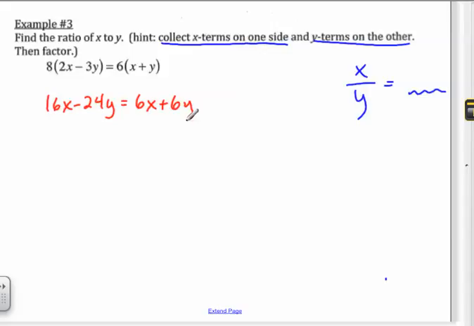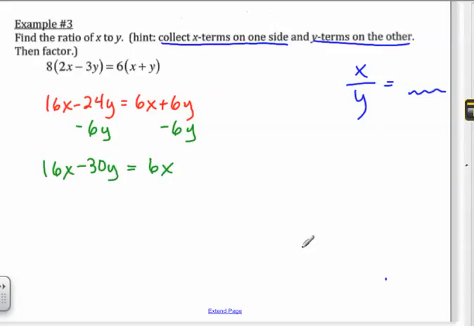Okay, let's subtract 6y from both sides. So that's going to give me negative 30y. So it's 16x minus 30y is equal to 6x. Okay, so now I have all the y's on one side. Joseph, what do you want to do now? Divide by 6. No, I don't want to divide by 6 yet. Remember the hint? Collect all the x's on one side and the y's on the other. I got the y's together.